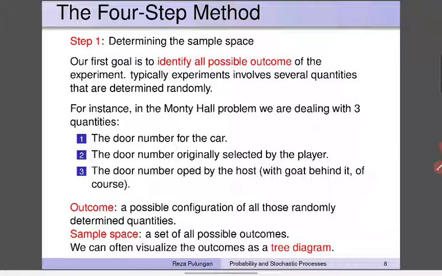List first the quantities that are determined randomly. For instance, in our example, in the Monty Hall problem, we are dealing with 3 such quantities, namely the door number for the car. We assume actually that this must be done randomly. The second one is the door number originally selected by the player. Also, we assume that the player selects this randomly. And the last one is the door number opened by the host with a goat behind it, of course.